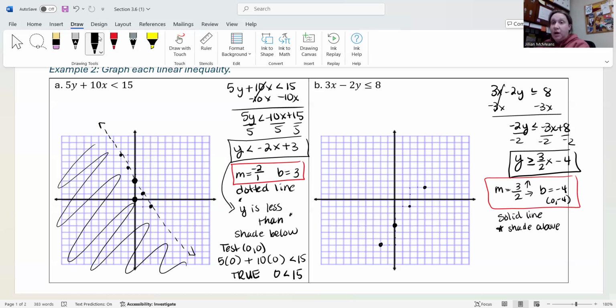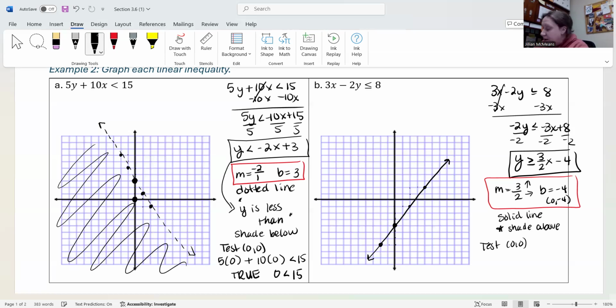We have that greater than or equal to. That means the points on the line are part of the solution set, and we tell the reader that by using a solid line here. Now, I always test the origin simply because the origin is easy to plug into inequalities. The only time you don't test the origin as your test point is if the line goes through the origin. The line doesn't go through the origin, so I'm going to test 0, 0.